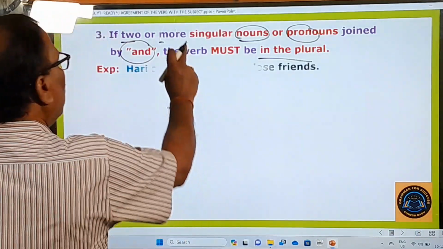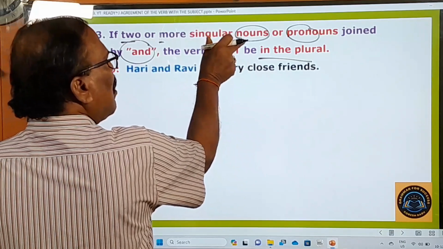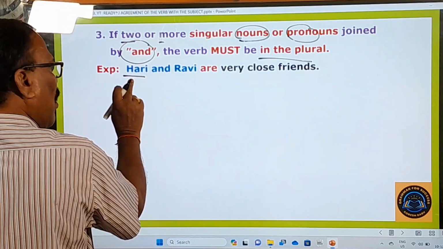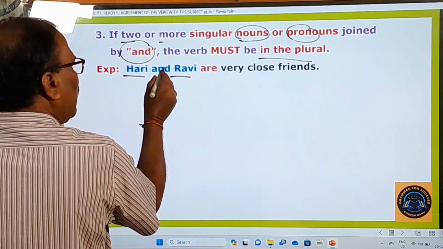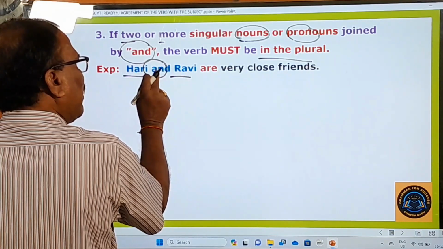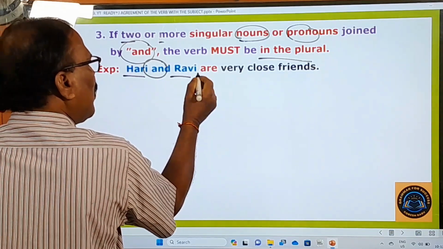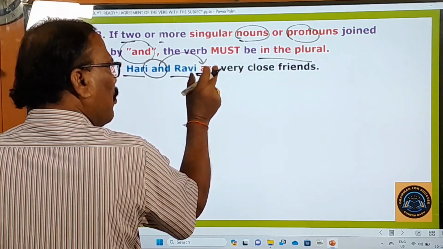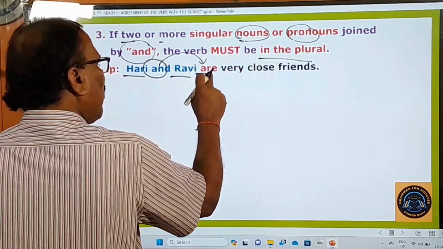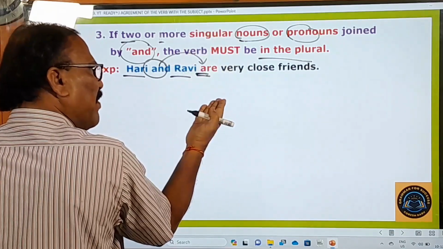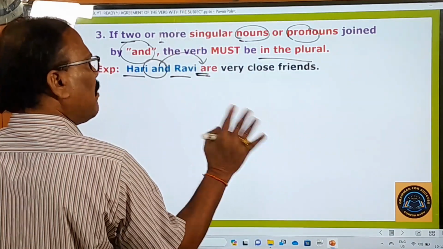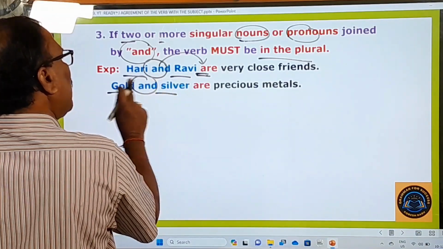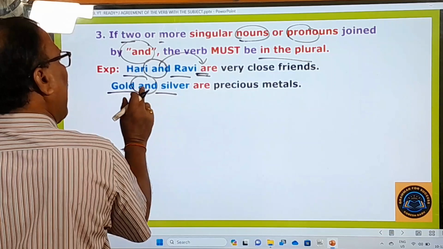Two or more singular nouns or pronouns joined by and, the verb must be in the plural. So Hari is a singular noun, Ravi is a singular noun, and they are joined by and. Hari and Ravi. So here we have to use the plural helping verb only. The verb must be plural, which means that whether it is a main verb or a helping verb, it must be in the plural. That is the point. And the next example, gold and silver. Here, these two singular nouns are joined by and.